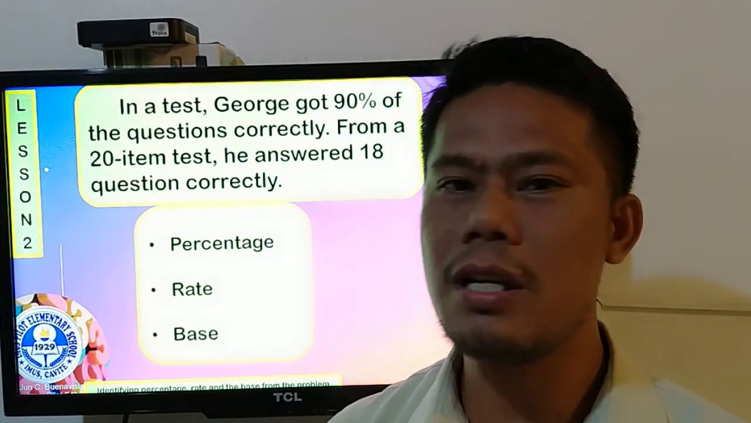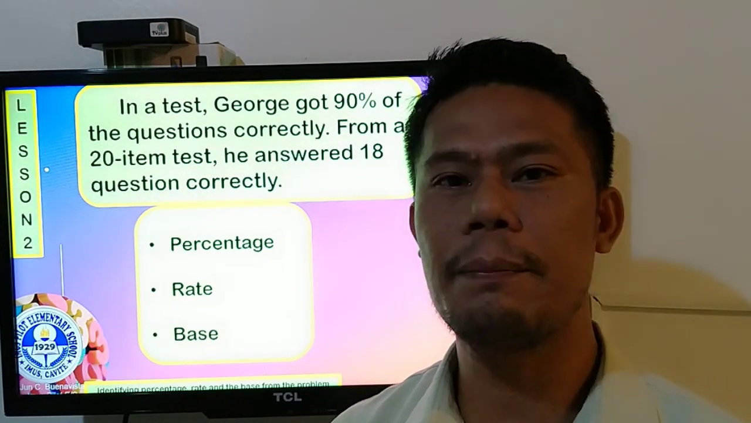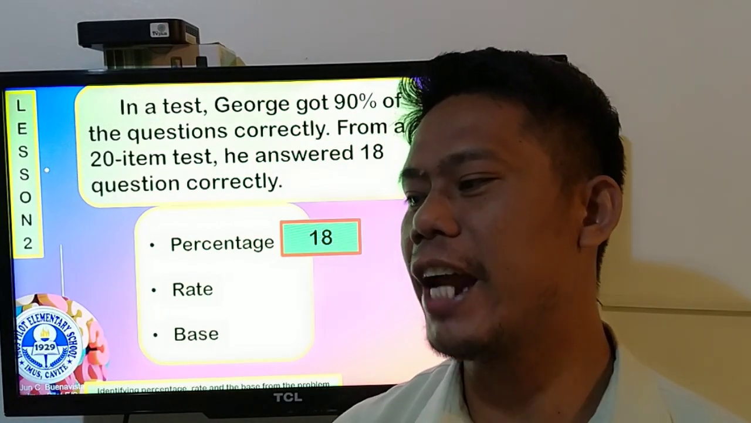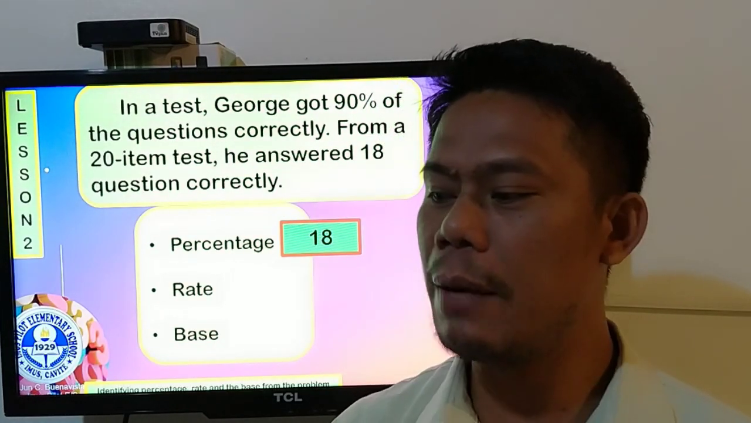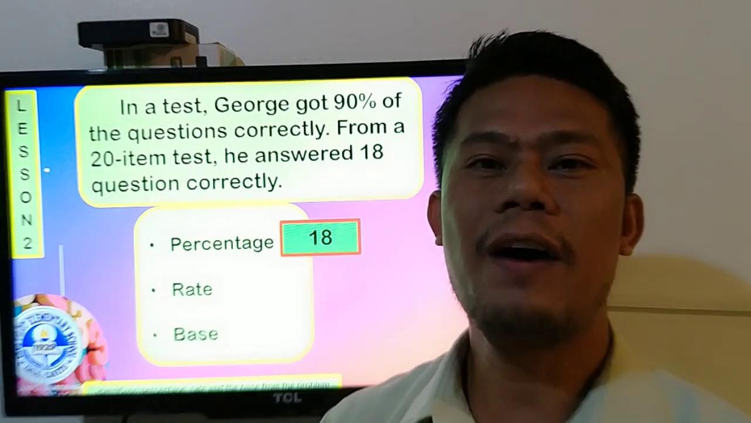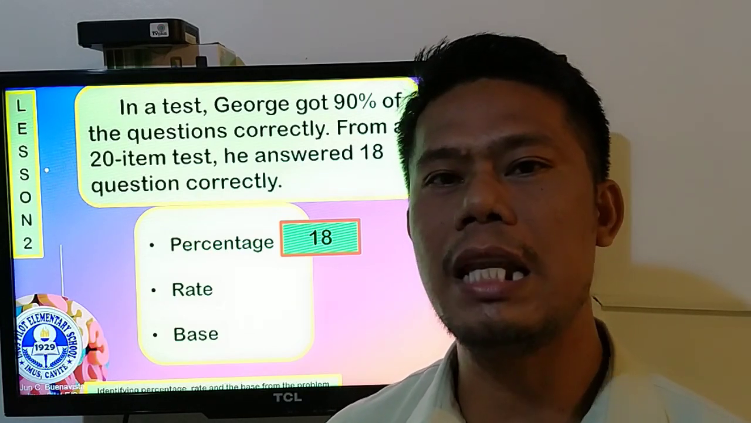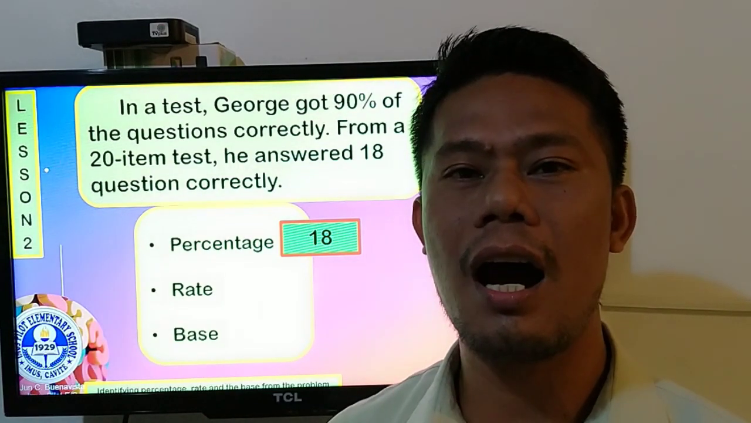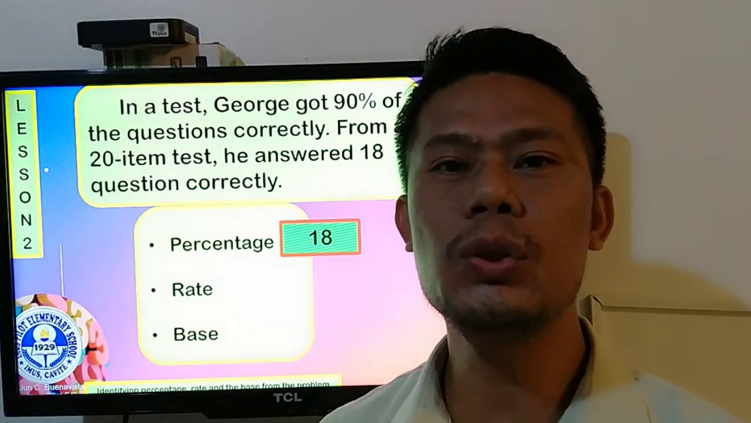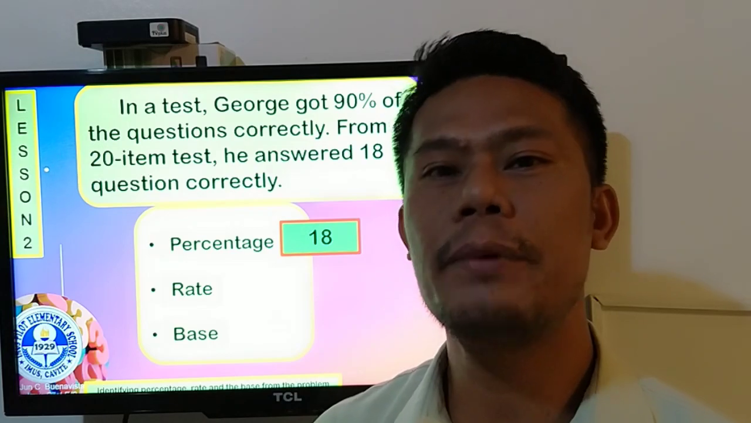Okay, so we are going to give the percentage. So in that problem, what is the percentage? Alright, we have 20, or 18 rather. So 18, class, what have you observed in our problem? So 18 follows the verb or the action word. Sometimes it is followed by the linking verb, which is: is, are, were, or was. That is the clue word that you can tell that a given number is a percentage.